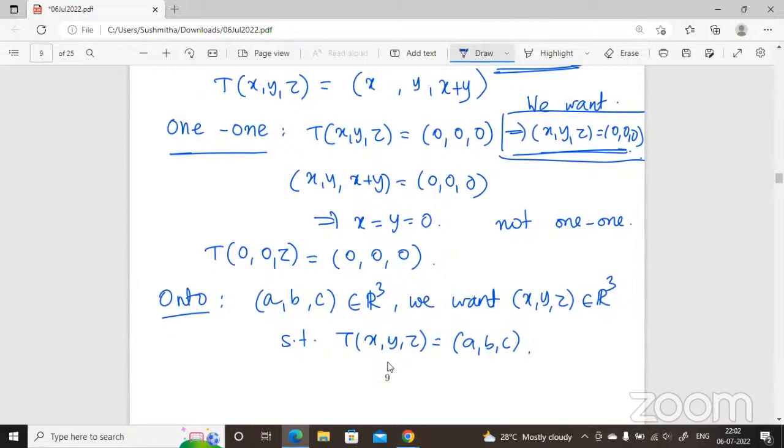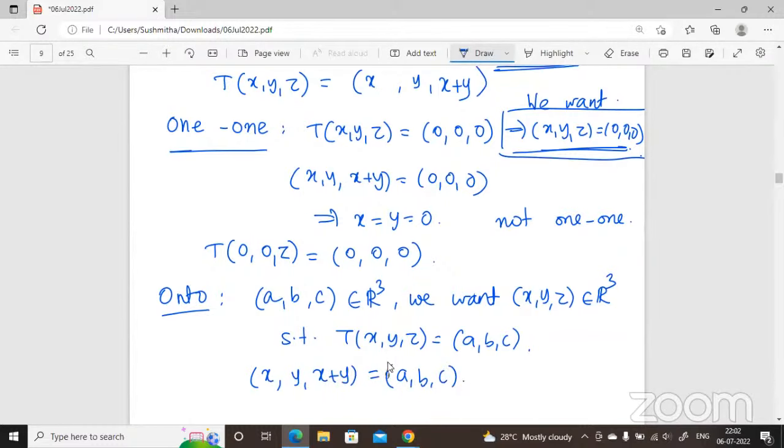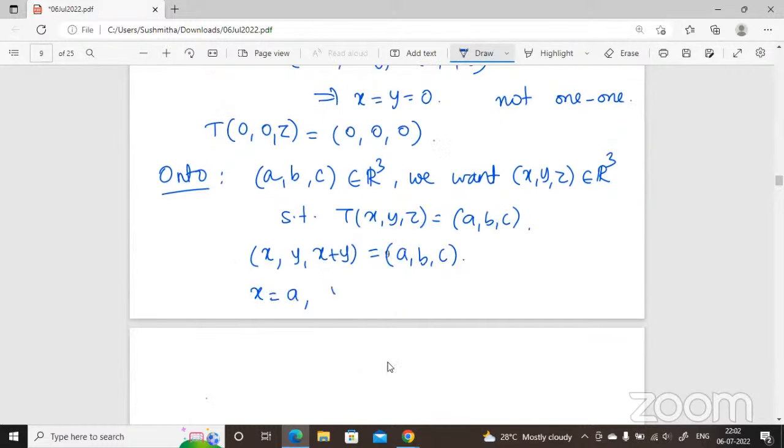So I want x, y, x plus y to be equal to a, b, c. That is, x is equal to a, y is equal to b, x plus y is equal to c. What is x plus y from these two? a plus b. So whenever I pick a c which is not equal to a plus b, I won't have a pre-image. Say 1, 1, 3: there is no pre-image for this.